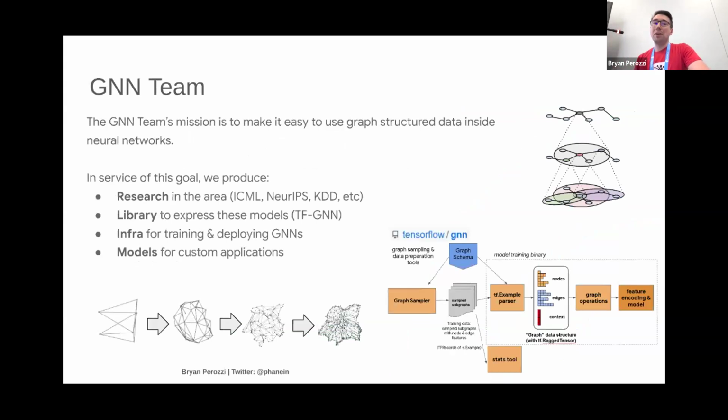I'm part of the head of the graph neural network team at Google Research. We have a dual mandate of applying graph structured models around the company, and so we do a lot of that. We also do a lot of research in the area, and then we build infrastructure to hopefully make applying the models easier.